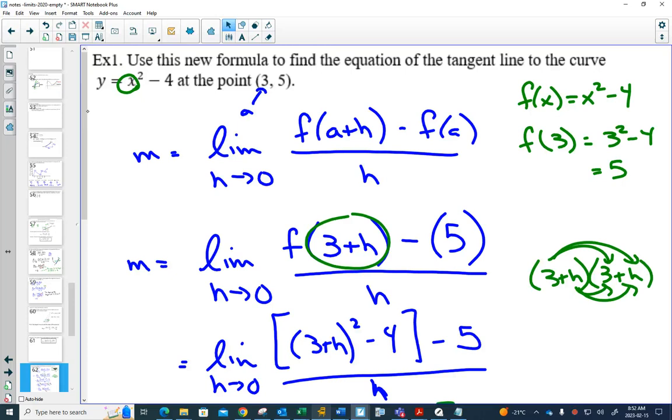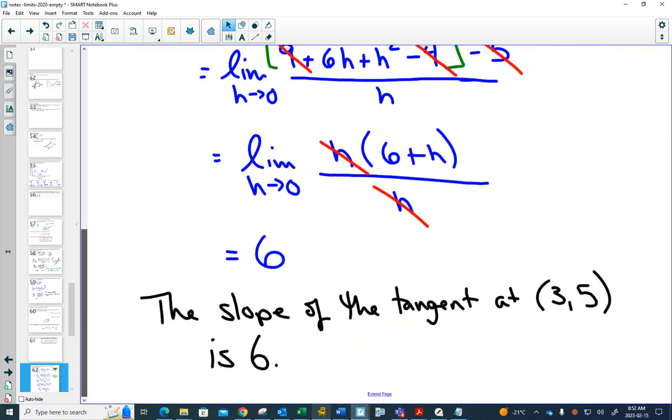And I read this question, use this new formula to find the equation of the tangent line. I just found the slope of the tangent line. And the question is asking for the equation of the tangent line. So rereading the question tells me I'm not quite done. And now we get to review grade 10.